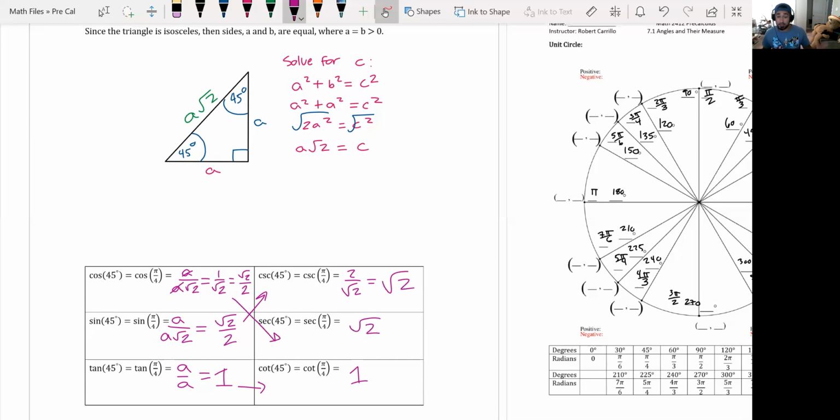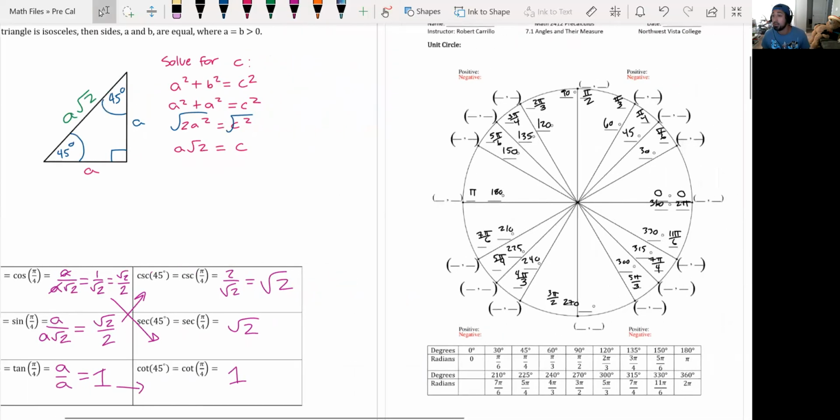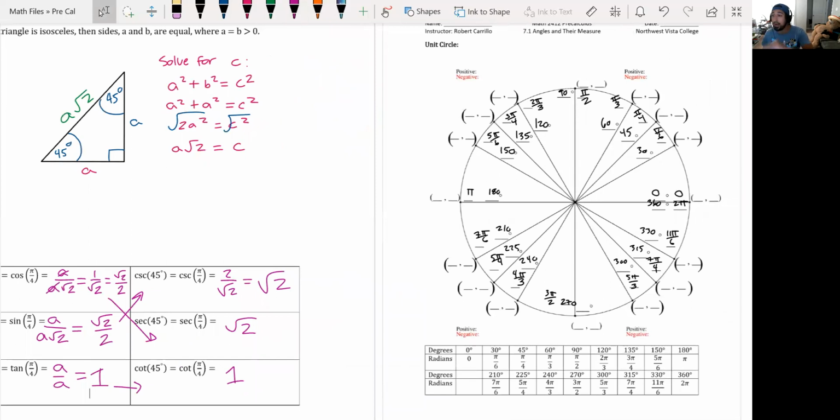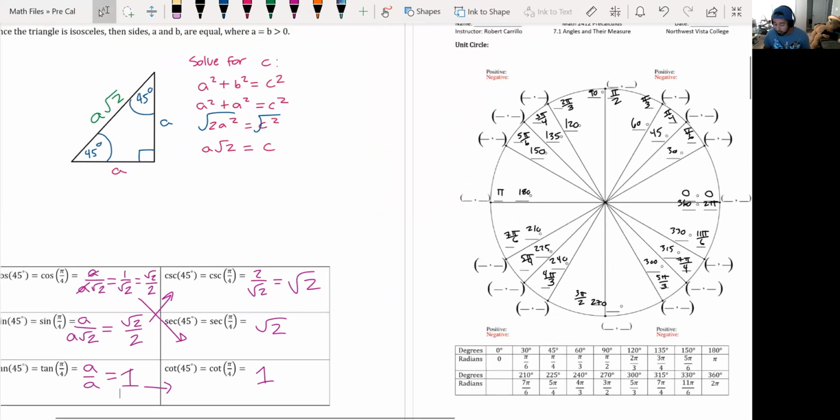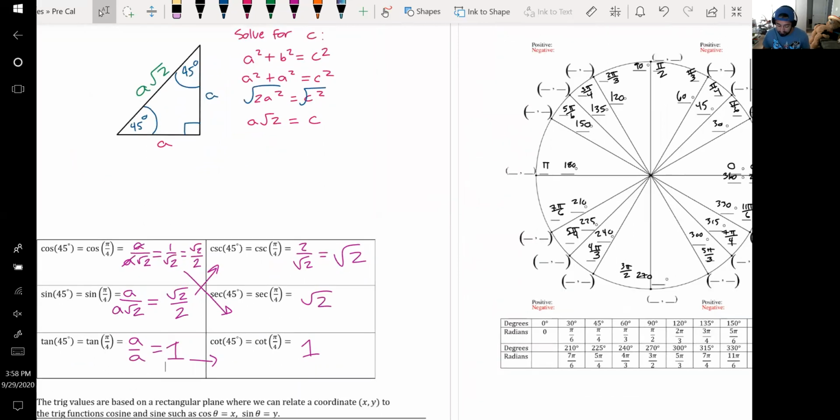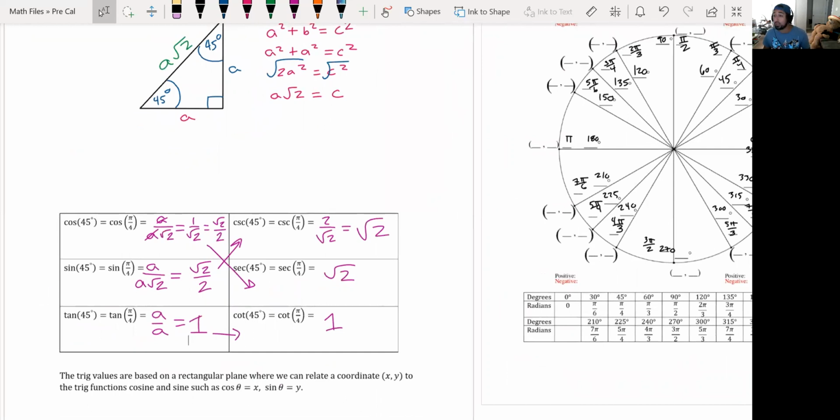Those are actual values of the trig functions at 45 degrees or pi over 4 radians, which means we can fill out the coordinates for every pi over 4 around the unit circle. So before we do so, here's something very, very important to note. The trig values are based on a rectangular plane where we can relate a coordinate x, y to the trigonometric functions cosine and sine. So cosine always relates to the x values and sine always relates to y values. So cosine is always x, sine is always related to y.